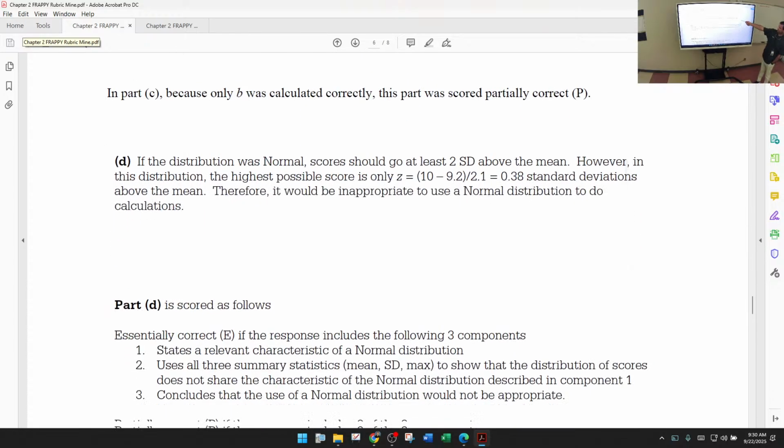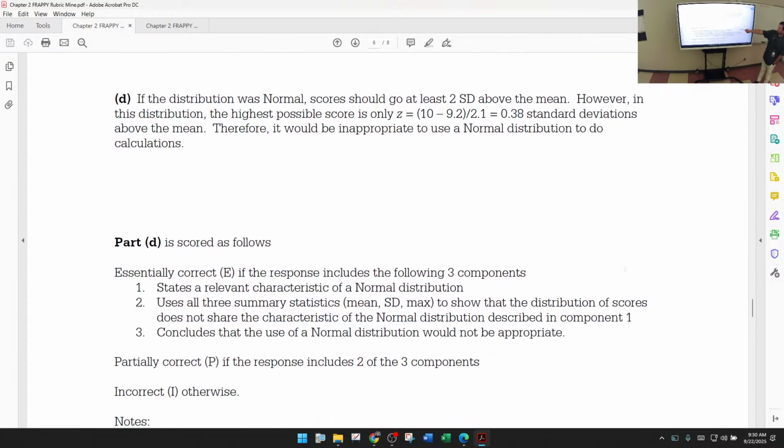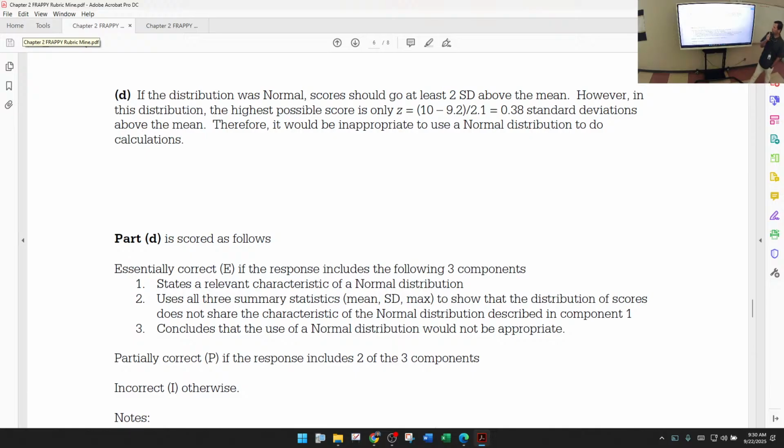Okay, D part. If the distribution was normal, scores should go at least 2 standard deviations above the mean. However, in this distribution, the highest possible score is only 0.38 standard deviations above the mean. Therefore, it is inappropriate to use a normal distribution to do calculations.